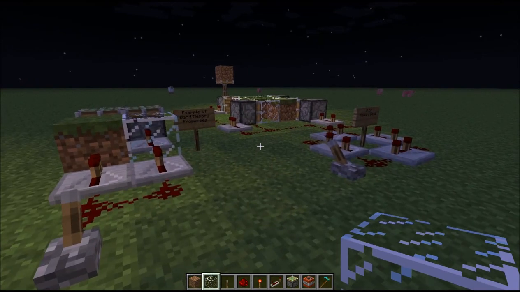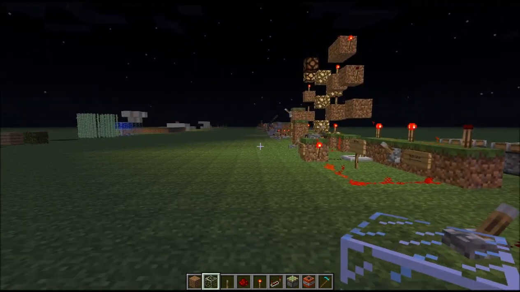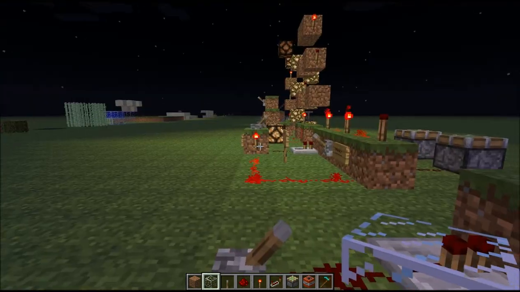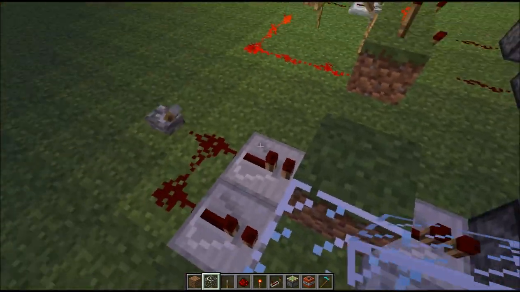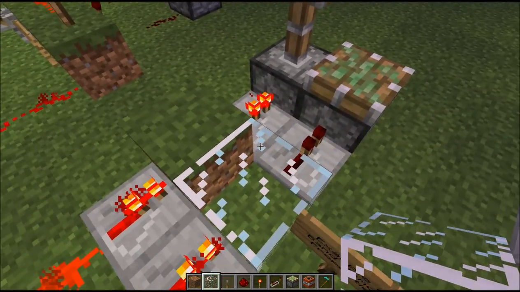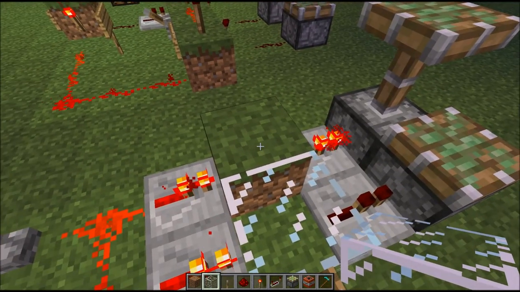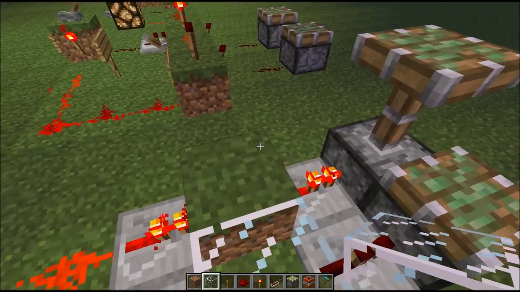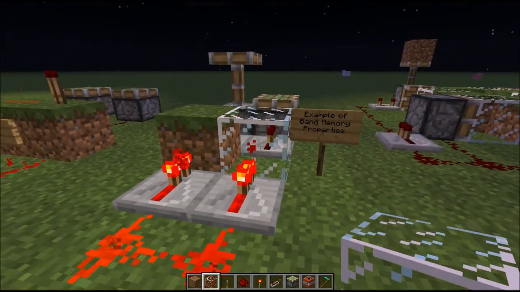These last two items are examples of band memory properties. If you saw my piston video, then you'll know exactly what band memory is, but I'm just going to show it off in this video because some people are too lazy to watch both. Basically, this is the principle of band memory. It doesn't go through glass, it does go through a solid block, any solid block except for obsidian and bedrock, which don't move by pistons. Well, it still goes through them, it's just not very useful for band memory.